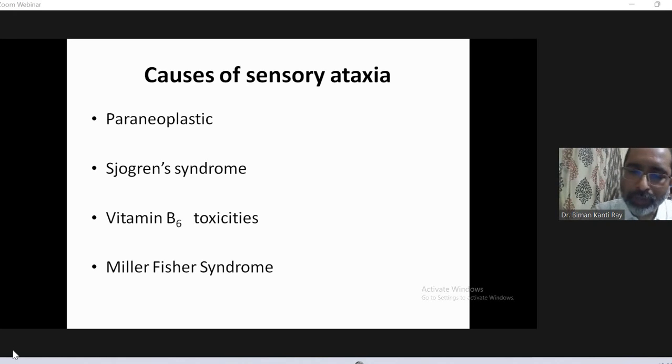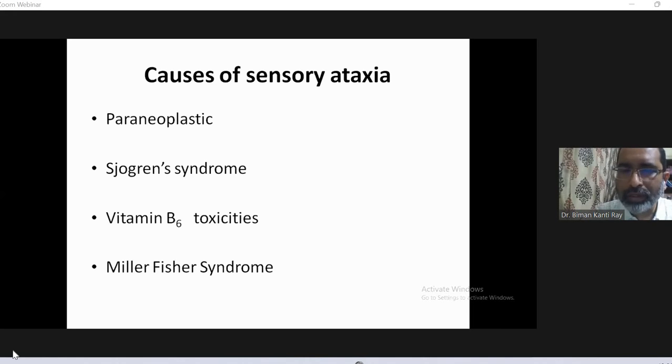So by this time, I hope I have made it clear how you suspect sensory ataxia from symptom, from sign, and how you establish which part of the sensory system is involved. Once you establish that, your next idea will be to establish the cause of sensory ataxia. In that case, some important causes I have mentioned. One is paraneoplastic, Sjogren, vitamin B6 deficiency or B6 toxicity, Miller-Fisher syndrome.